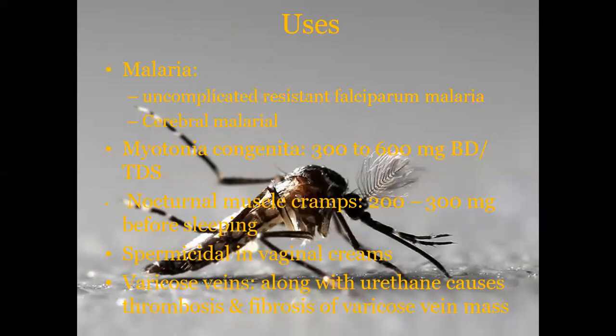Then spermicidal in vaginal creams, and varicose veins, along with urethane, causes thrombosis and fibrosis of the varicose vein mass.